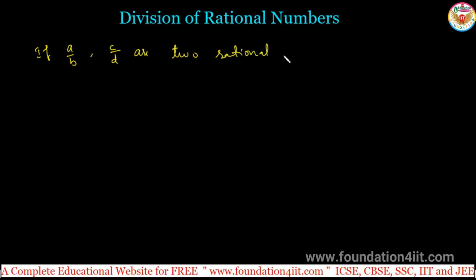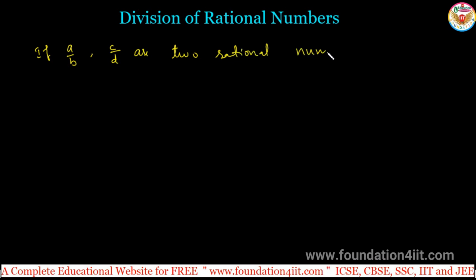Division of rational numbers. So let us see this topic now. Actually, the multiplication of rational numbers we checked, right? Now division is nothing but the inverse of multiplication. So let us see what this division is and how to do it, and we'll continue the properties also in this. So this is the inverse of multiplication. For example, if a by b is one rational number and c by d is another, these two are the two rational numbers.